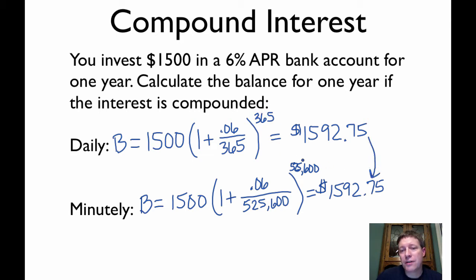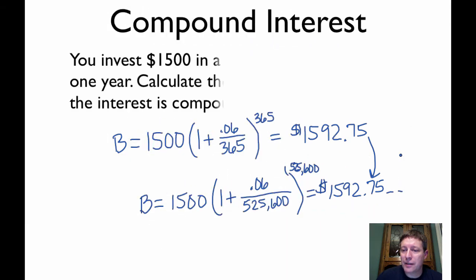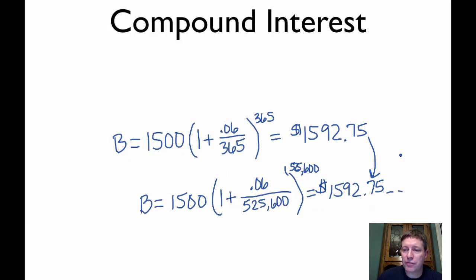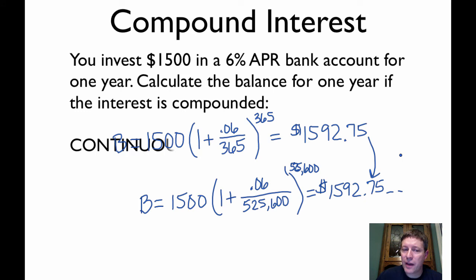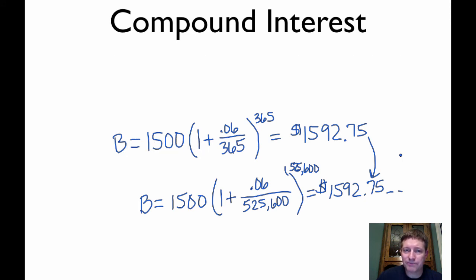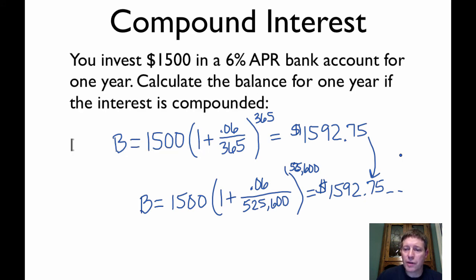So you can see there is a limit to how much interest you're going to earn. By the time you get to minutely, you don't really gain anything. You only gain something in the, I guess what would be kind of the extra decimals that perhaps would be there. So we don't really gain much by going between daily and minutely.